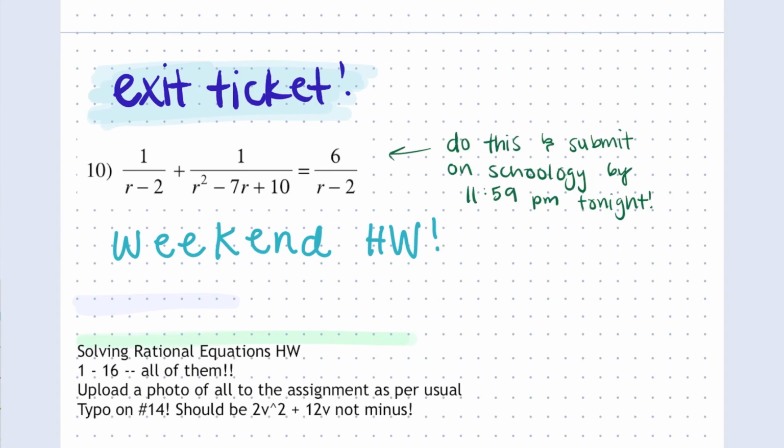I want you to solve for R. Okay, this is due tonight. This is due Friday night. This isn't your homework. This is kind of, did I show up to class? Did I do my classwork? Okay. And then your weekend homework, oh, it got shifted down.